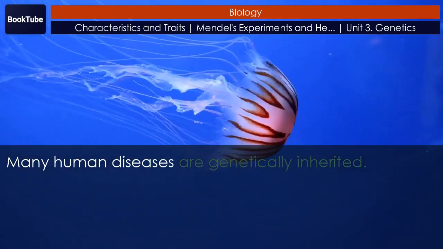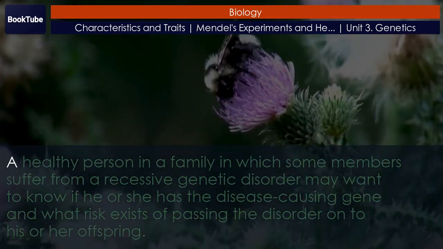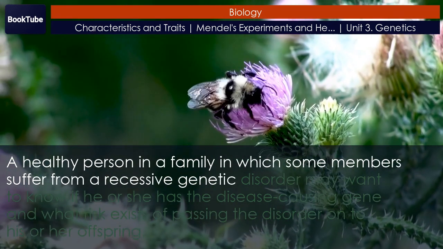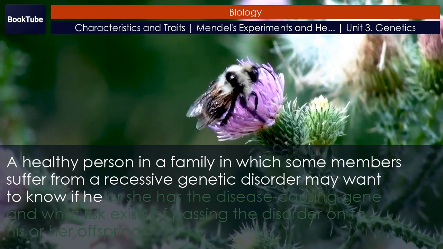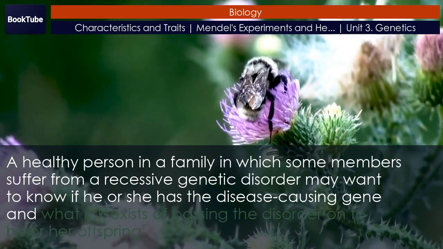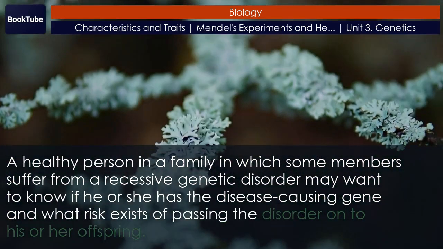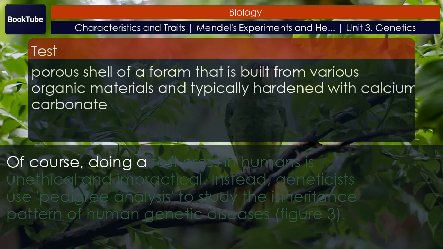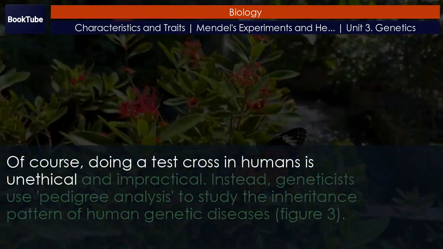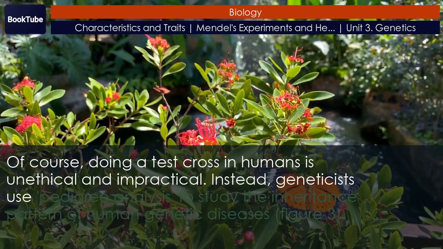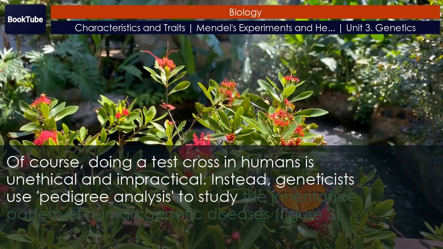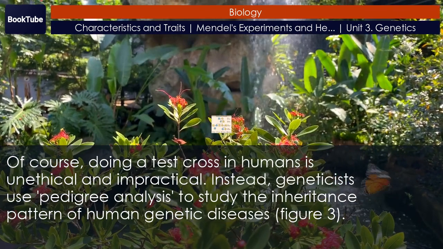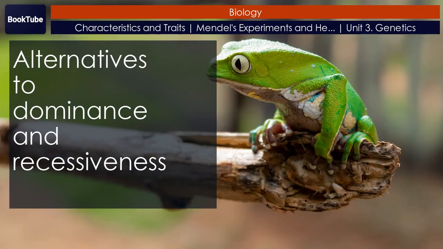Many human diseases are genetically inherited. A healthy person in a family in which some members suffer from a recessive genetic disorder may want to know if he or she has the disease-causing gene and what risk exists of passing the disorder on to his or her offspring. Of course, doing a test cross in humans is unethical and impractical. Instead, geneticists use pedigree analysis to study the inheritance pattern of human genetic diseases. Figure 3. Alternatives to dominance and recessiveness.